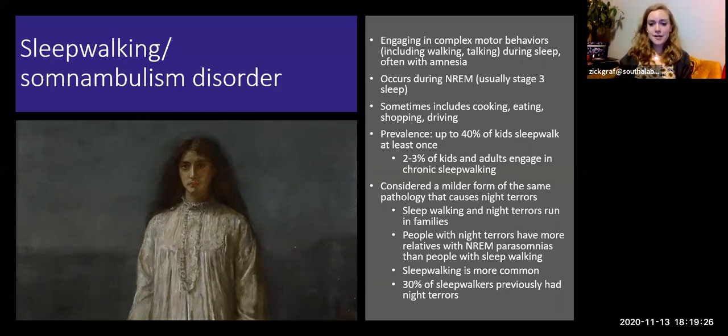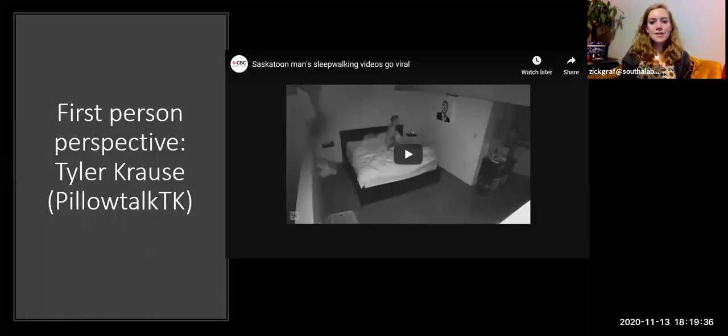Sleepwalking is also more common than night terrors, and not a majority, but a sizable number of people who do sleepwalk had night terrors first. So this is an adult's first-person perspective of what it's like to sleepwalk. Although again, sleepwalking is more common in kids, it's rare that someone will sleepwalk for the first time as an adult. So most adults who sleepwalk also sleepwalked as kids.